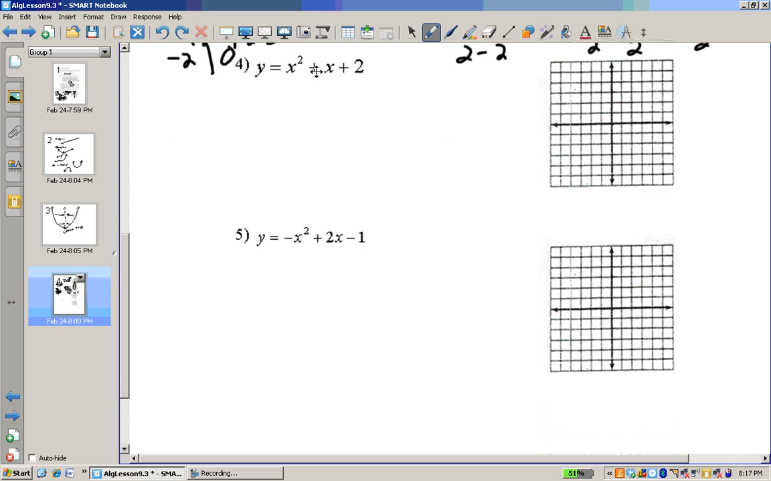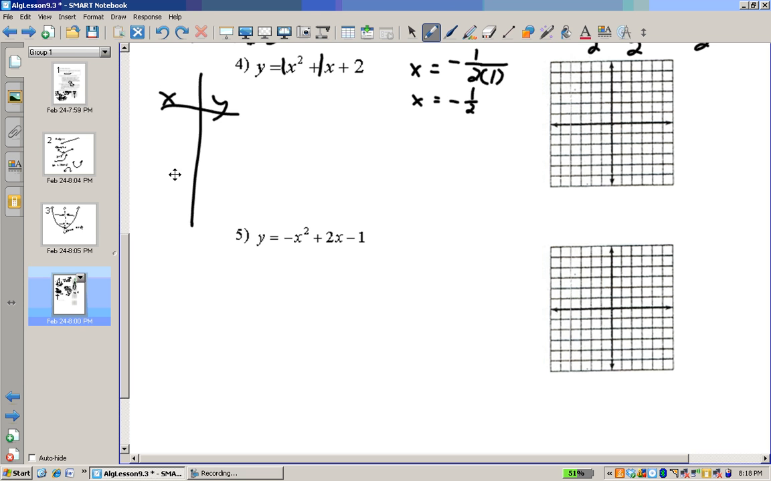Okay, now this is the first time where we've had something other than 0 for the vertex. How do I know that? Because now we actually have something besides 0 for the b. So x equals the opposite of b, which is 1, over 2a. A is also 1. So this is x equals negative 1/2. So my vertex is centered at negative 1/2.